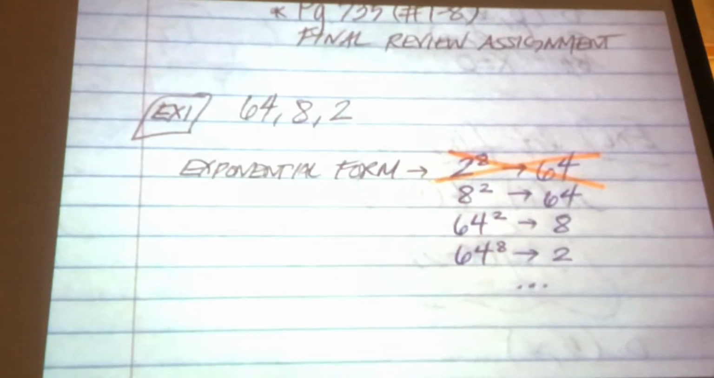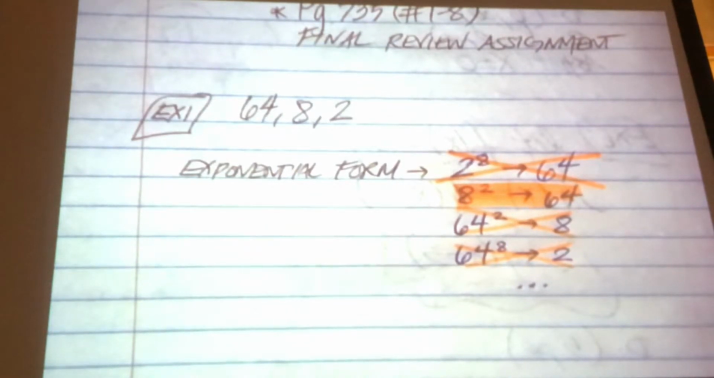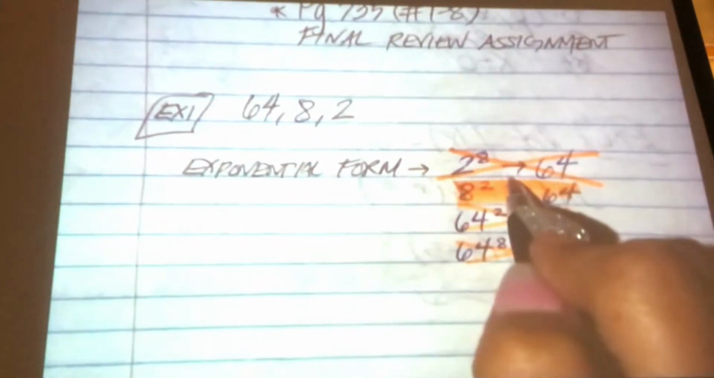Is 8 squared 64? Yes. Now these actually look pretty ridiculous. 64 squared, there's no way 64 squared is 8. It doesn't make any sense. So when they ask me for the exponential form, my answer is 8 squared equals 64. This is how I'm going to do my homework. I'm going to write 8 squared equals 64.